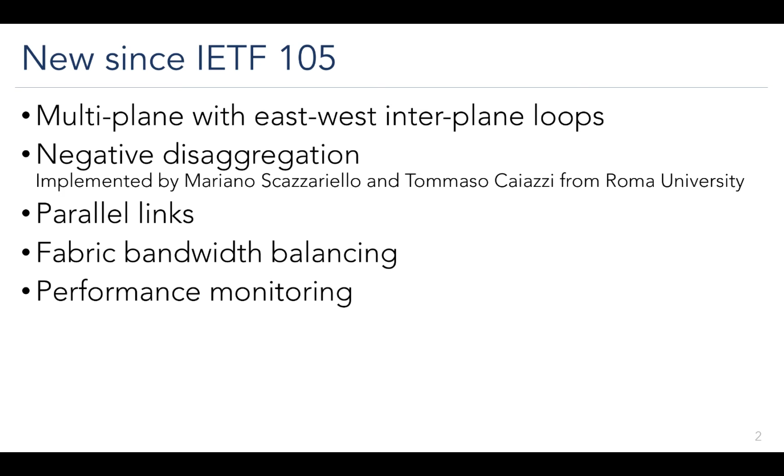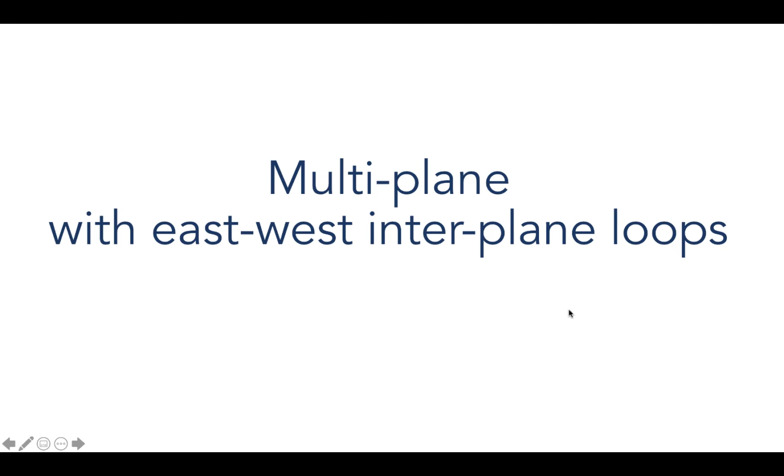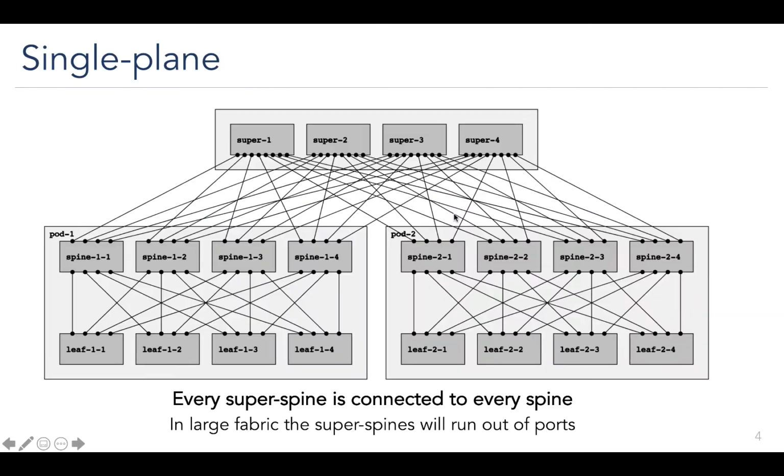2, fabric bandwidth balancing, which spreads the traffic evenly across multiple parallel links according to the available bandwidth. And 3, performance monitoring, which helps us discover bottlenecks in the code. Let's dive right in and start with multiplane topologies.